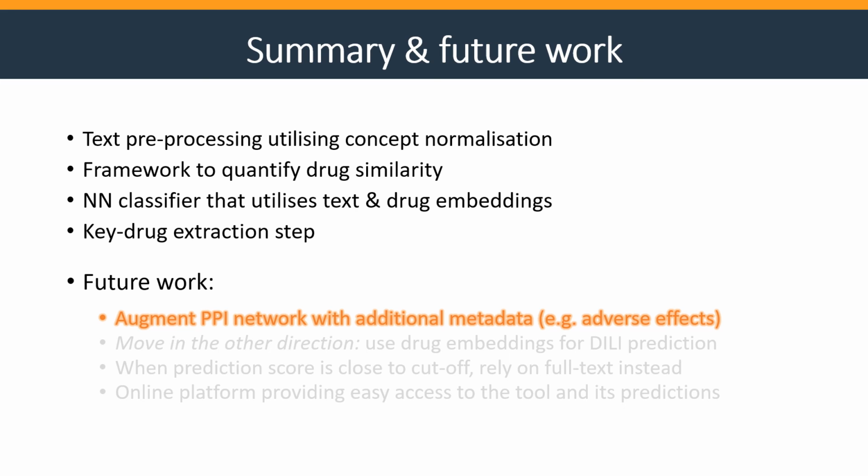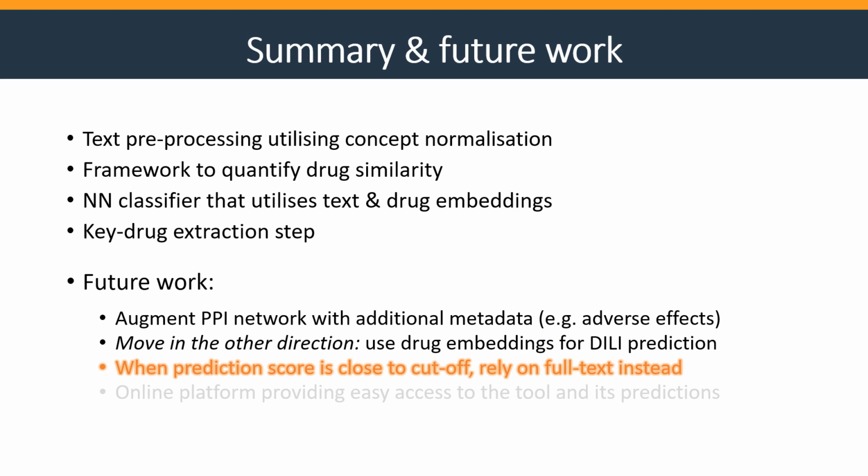When it comes to future work, the obvious next step would be to expand our protein-protein interaction network with additional metadata. And such information could be adverse effects, so that we are dealing with a heterogeneous network and then we can learn drug embeddings on that expanded network. We could also move in the other direction, and by that I mean that we could learn drug embeddings in a supervised manner. And if we do that, we could then directly use those embeddings for DILI prediction.